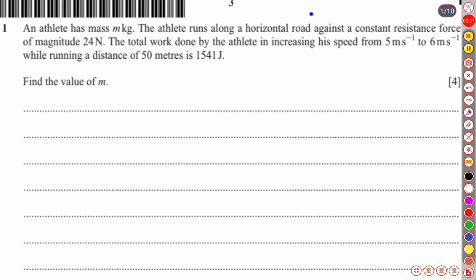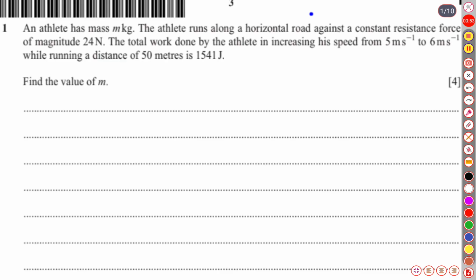It says an athlete has mass m kg. The athlete runs along a horizontal road against a constant resistance force of magnitude 24 Newton. The total work done by the athlete in increasing his speed from 5 meters per second to 6 meters per second while running a distance of 50 meters is 1541 joule. Find the value of m.